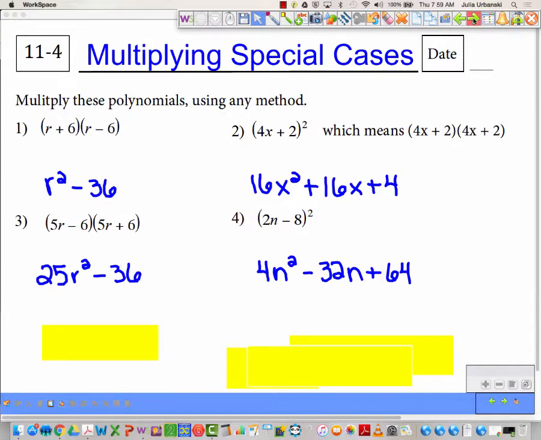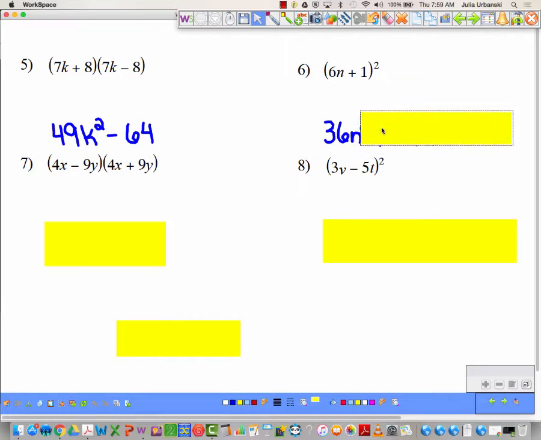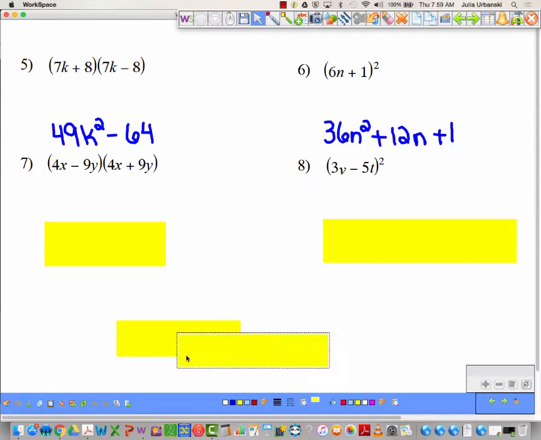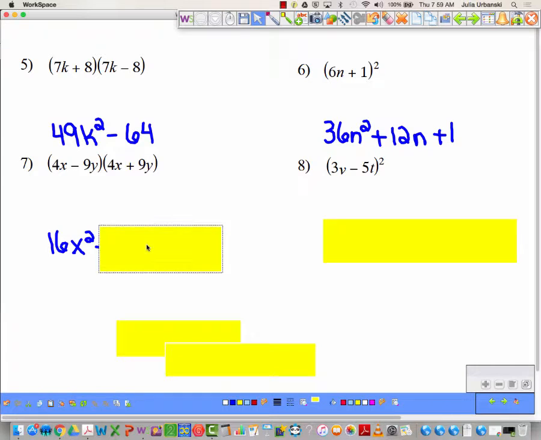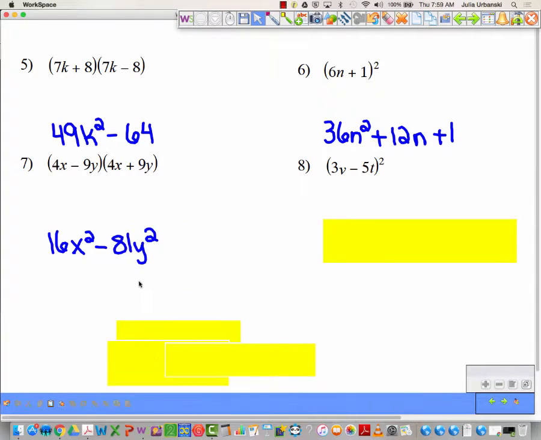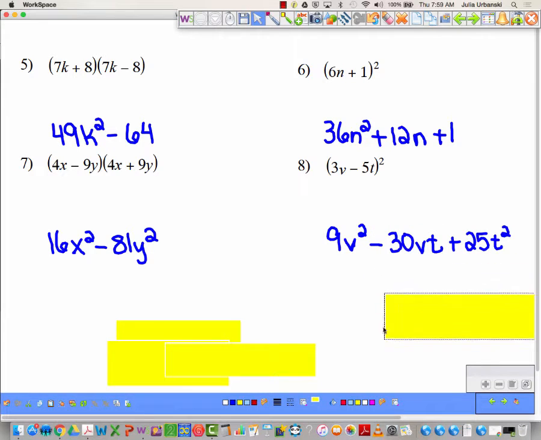Number 5. 49k squared minus 64. Number 6. 36m squared plus 12n plus 1. Number 7. Then what? Minus 81y squared. Good. And the last one? Minus 30v times t, and then plus 25t squared.